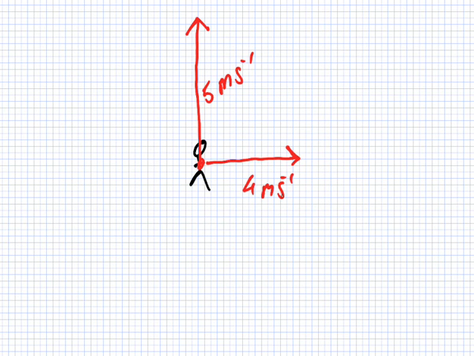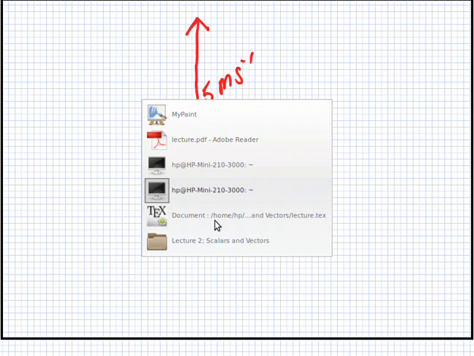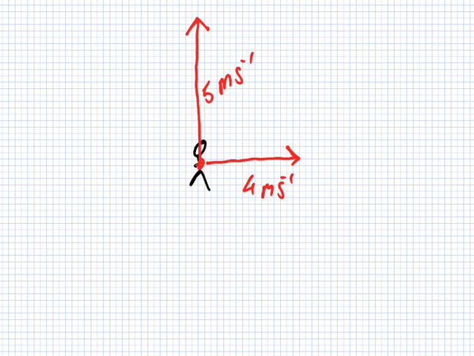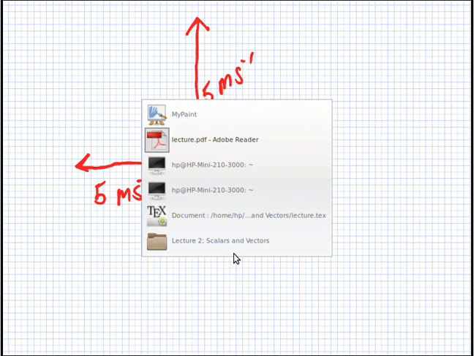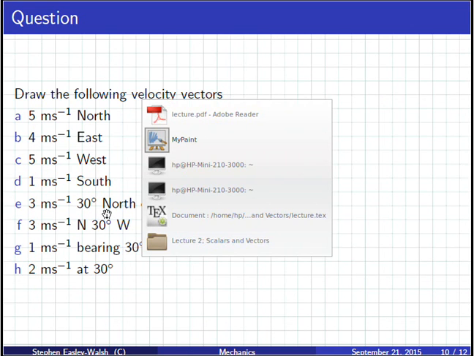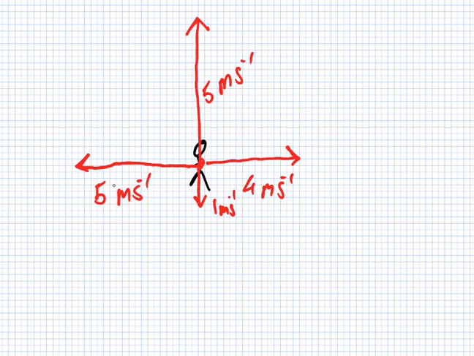Okay, what's the next example? 5 meters per second west. It starts to get a bit trickier now. What did I write? Just 5 meters per second west. So this one here to the west should be the same length. Okay, what's next? 1 meter per second south. That should be the smallest one there. That's okay? Now, what's next? 2 meters per second, 30 degrees north of east. But the next one.